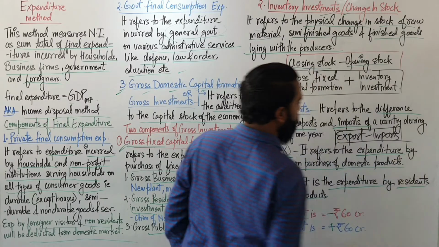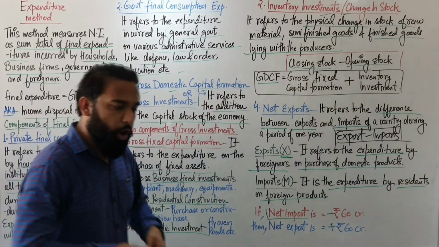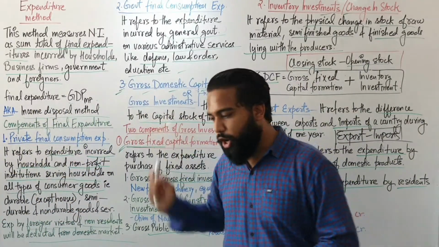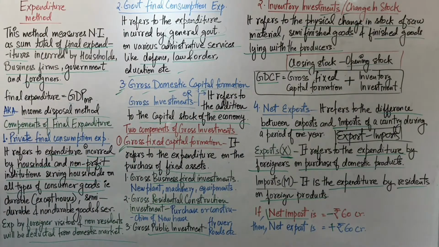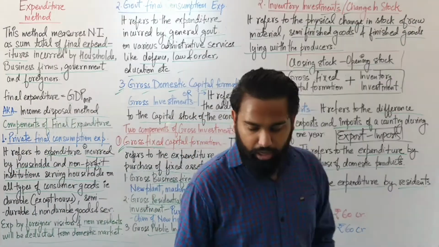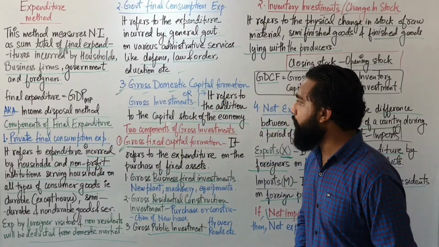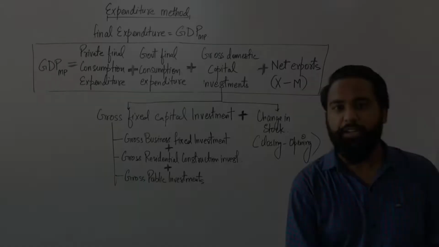Is that clear? That's the formula. Now students, I want you all to take a screenshot of the board so that we can continue further with the formula. Take a very neat and clean screenshot. Go for it, pause the video and take a very clear screenshot. Okay, I guess you all have taken the screenshot. Let's move further to the formula of GDP MP.